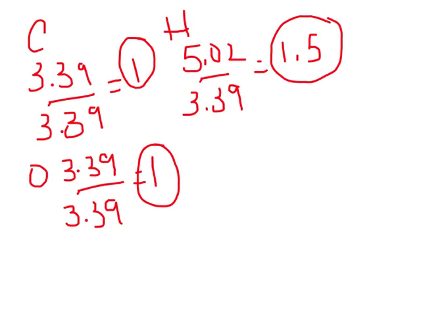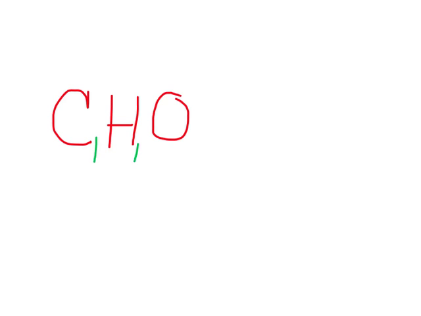Okay, so I'm going to write that out now. C would go first, then my H, and then my O. So I have a 1, a 1.5, and a 1. Have you ever seen a formula that has a decimal place for a subscript? Please answer no. Okay, so no, you haven't.